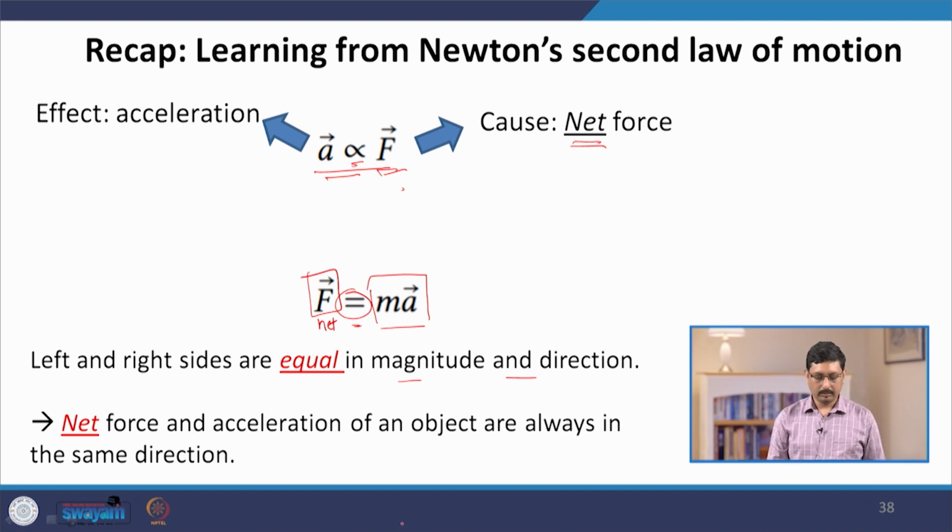A consequence of this fact is that the acceleration of an object is always in the direction of the net force, or the total force acting on the system. This equality is important because you can independently measure the left hand side and right hand side, and it is Newton's second law which shows that they must be equal.